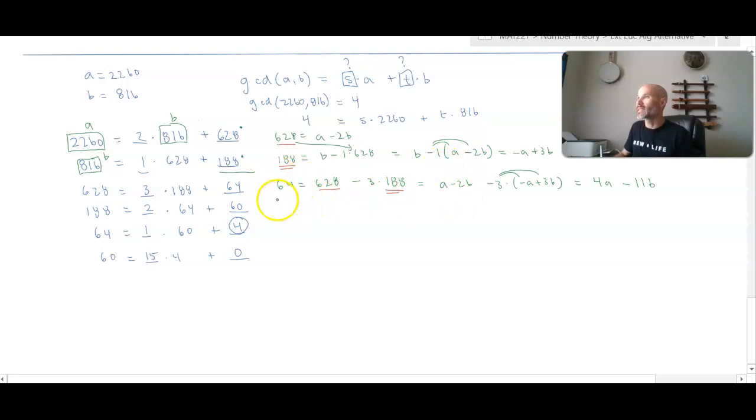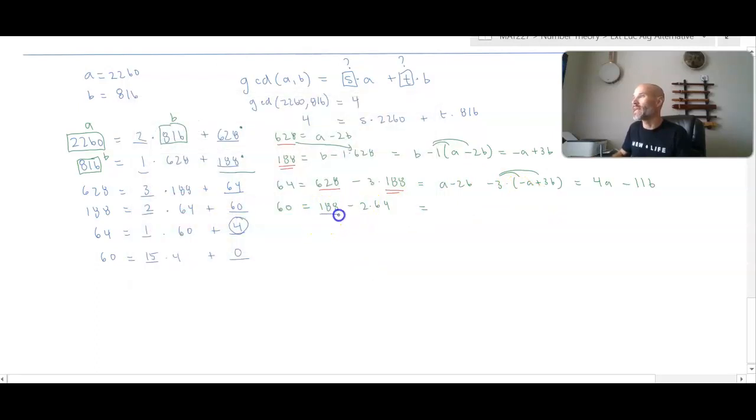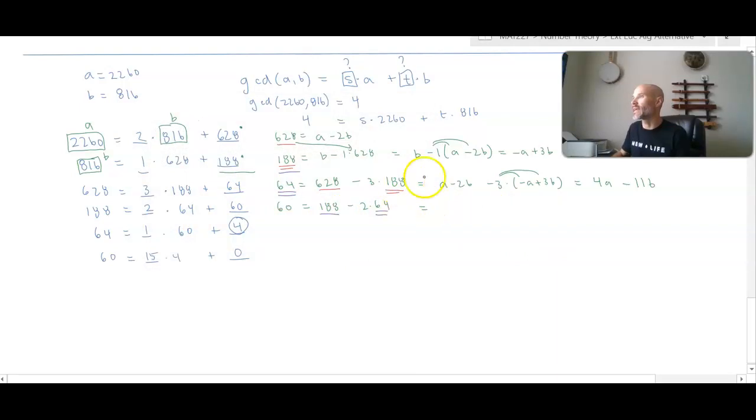Okay, now next line, solve for the remainder. 60 equals 188 minus 2 times 64. So again, two substitutions here. Use a different color just to make this clear. For 188, what are we plugging in? Well, we have to go back 2 lines for that. There's our 188. For 64, we're plugging in the previous line's results. And so let's go ahead and carry that out. So for 188, I'm putting in negative A plus 3B.